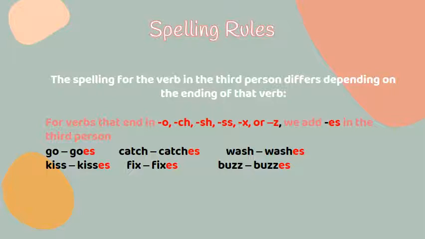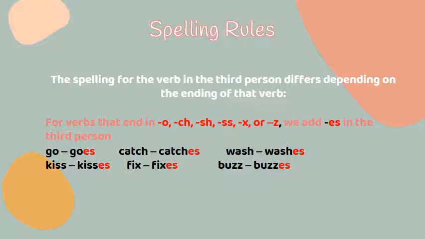Spelling rules. The spelling for the verb in the third person differs. When we say third person, we mean the singular subjects. It differs depending on the ending of that verb. So adding the s depends on the ending of the verb. First rule: for verbs that end in o, ch, sh, ss, x, or z.